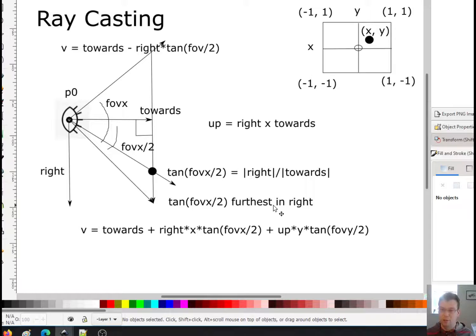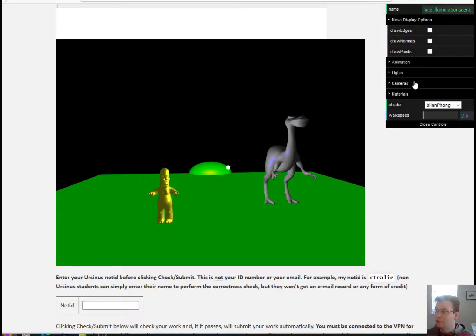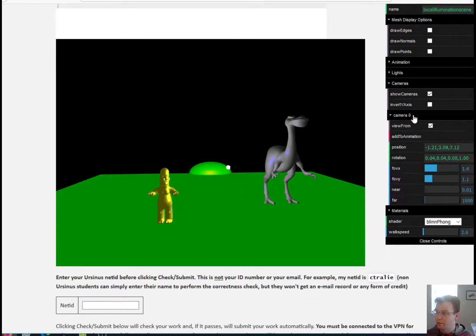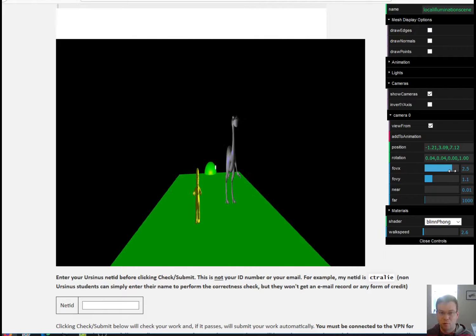Now I just want to take a moment to understand the implications that this geometry has on how we see things. So if I go back here, there's a couple things I can mess around with. Notice now that there's a field of view in x and a field of view in y. If I make the field of view in x larger, you see I can see more, right?